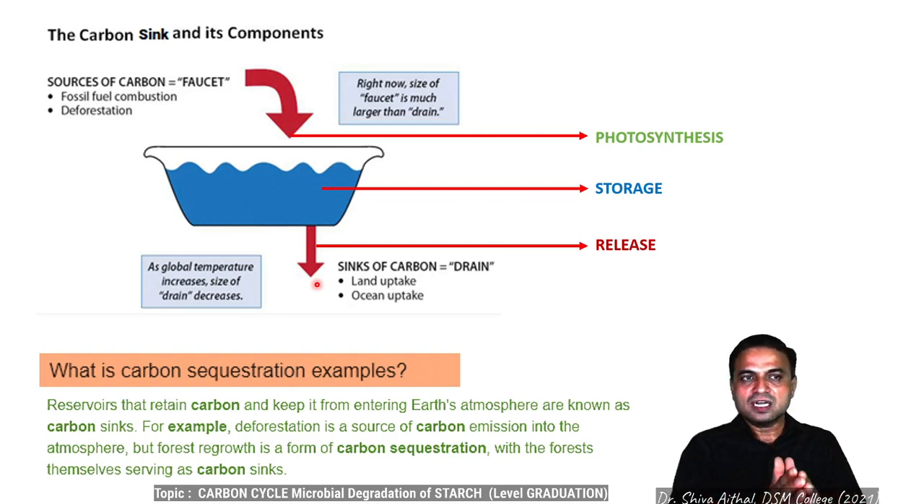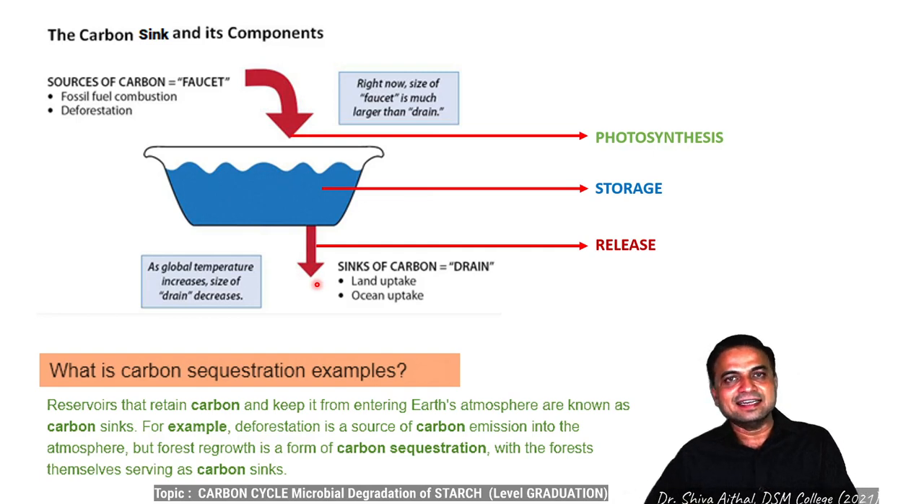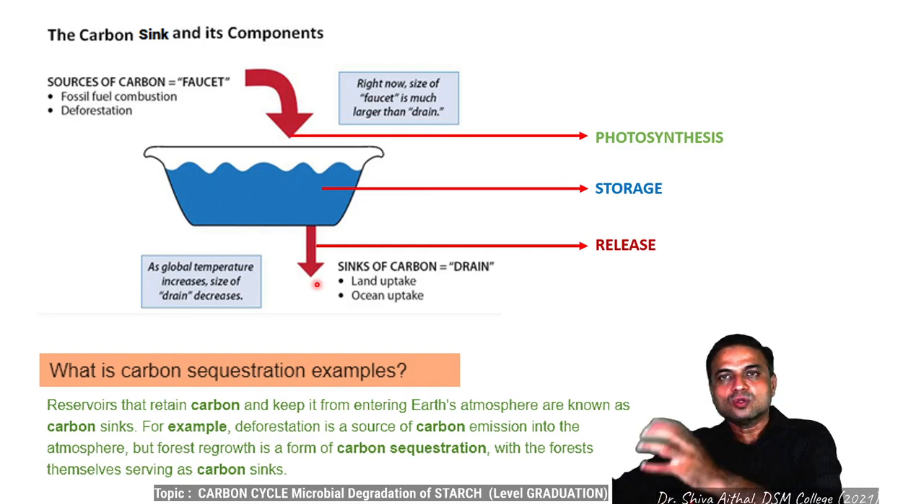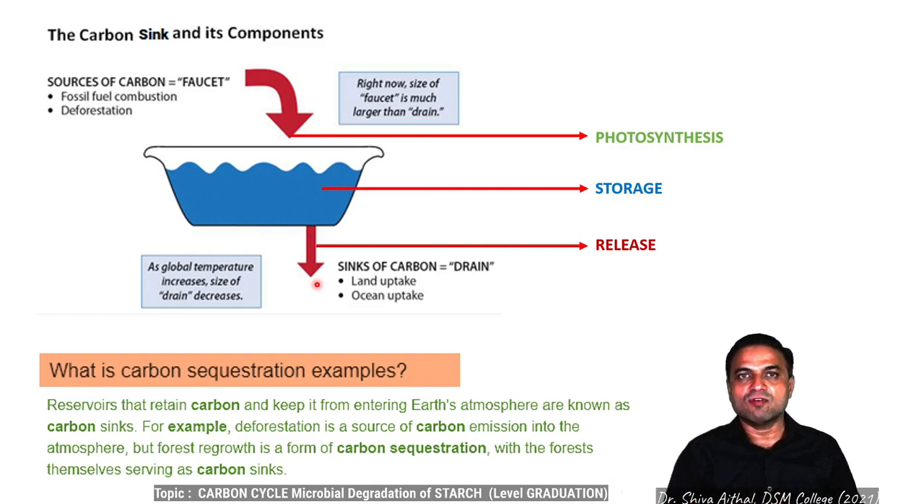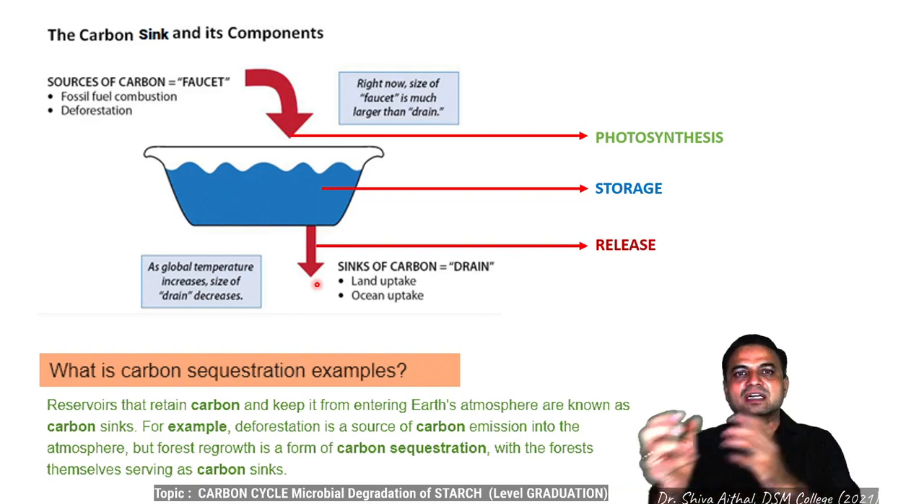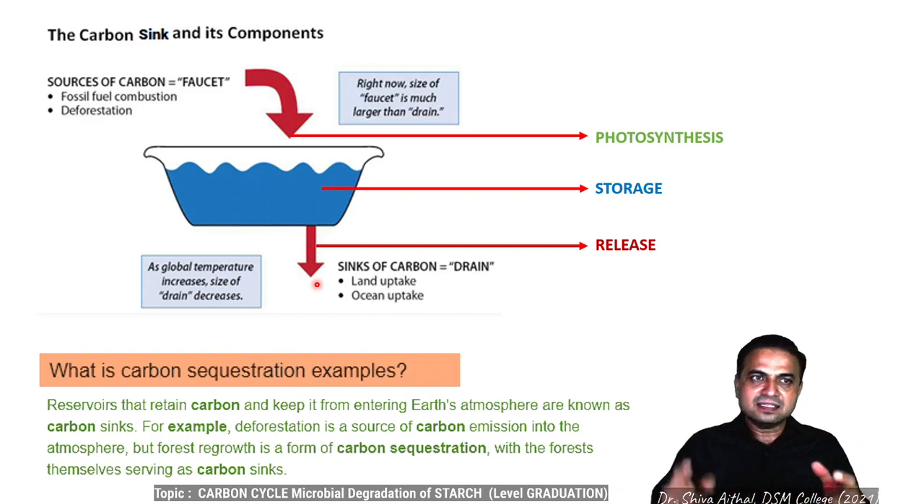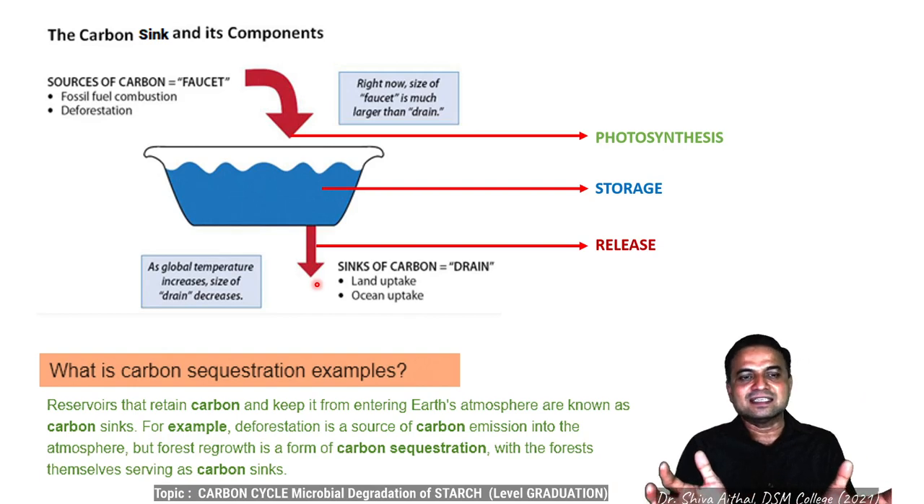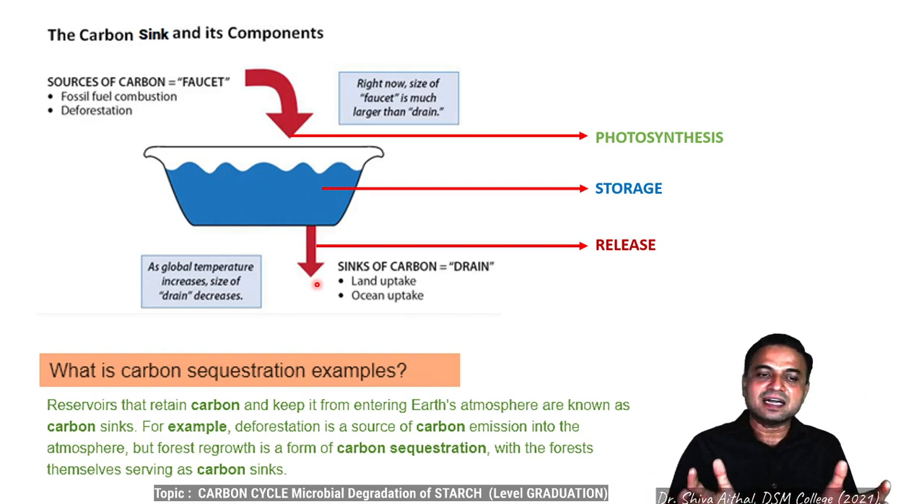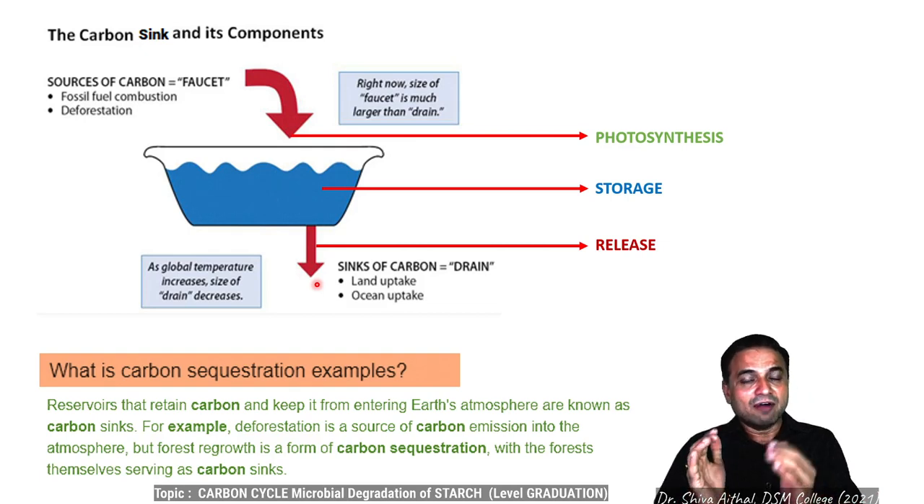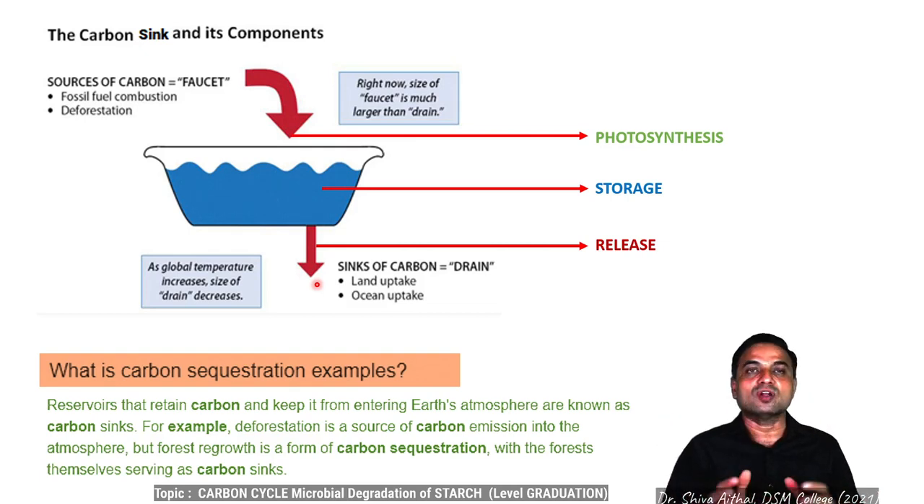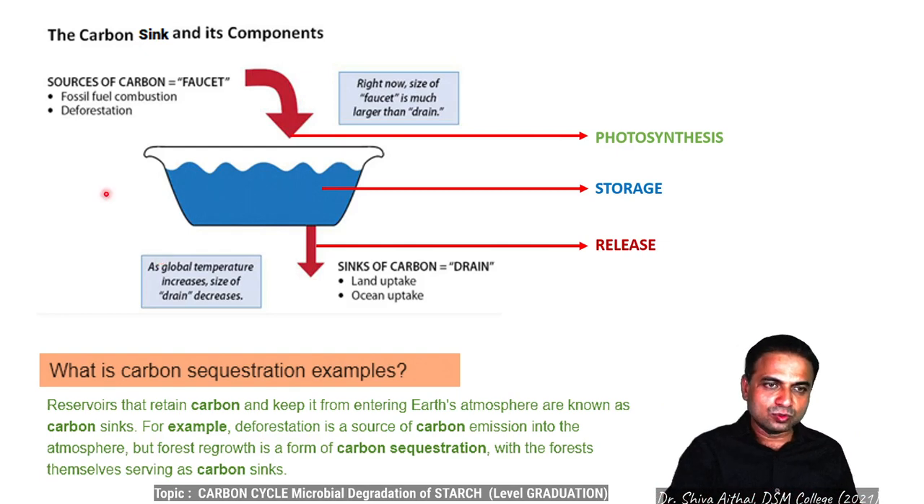So here we are talking about photosynthesis taking place, carbon getting trapped in the form of fruits, vegetables, leaves, roots, shoots, etc., and then getting degraded into soil organic matter, and the whole thing released back into the environment in the form of carbon dioxide. So photosynthesis, storage, release; photosynthesis, storage, release. If you imagine it as a sink, then reservoirs which retain the carbon and keep it away from entering the earth's atmosphere are known as carbon sinks. What is this blue sink trap here?